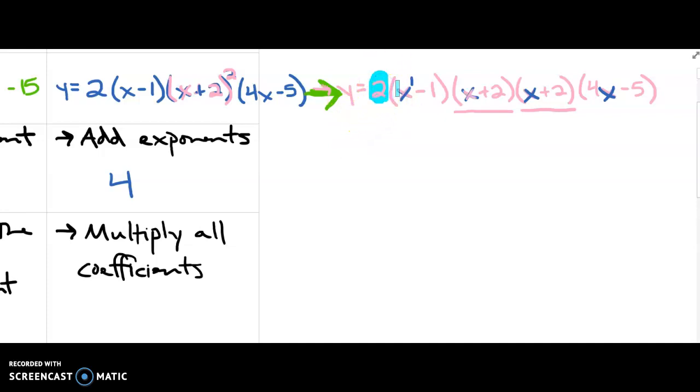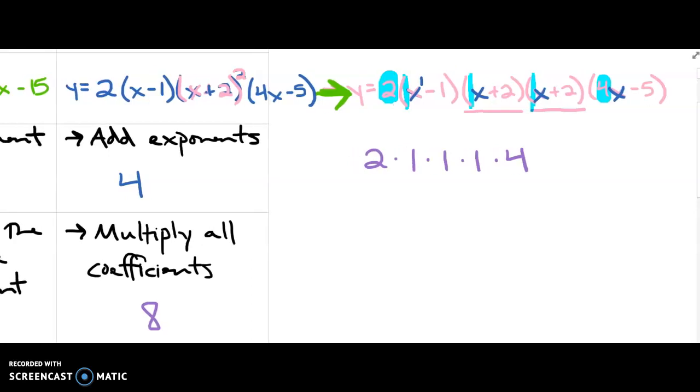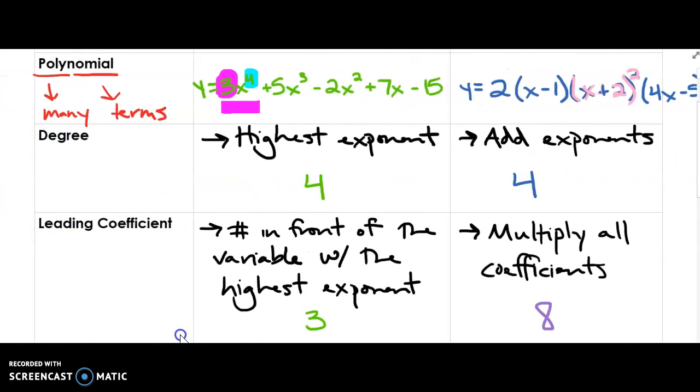So I have 2 times 1 times 1 times 1 times 4. And that is going to get me, again, 2 times 1 times 1 times 1 times 4. Well, that's just going to be 2 times 4. And so my leading coefficient, if I were to multiply all these factors out, would be 8. And that's really nice for us, right? Because we don't actually have to multiply all of these factors together to get this polynomial in standard form. We can think smart and not have to do all that hard work. And we can still get to our end result, which is a leading coefficient of 8.